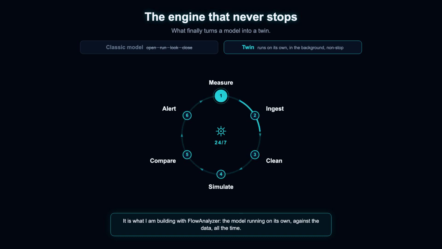Measure, ingest, clean, simulate, compare, and again. Without anyone having to press a button, you can build that engine with digital twin platforms or by automating your own hydraulic solver. It is exactly what I am building with Flow Analyzer. The model running on its own, against the data, all the time.